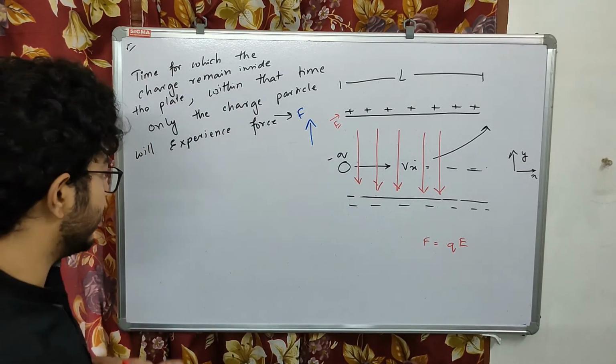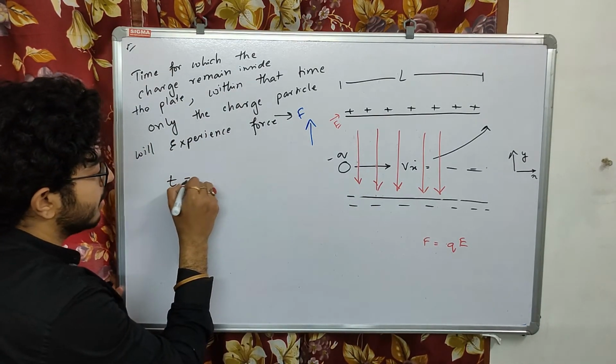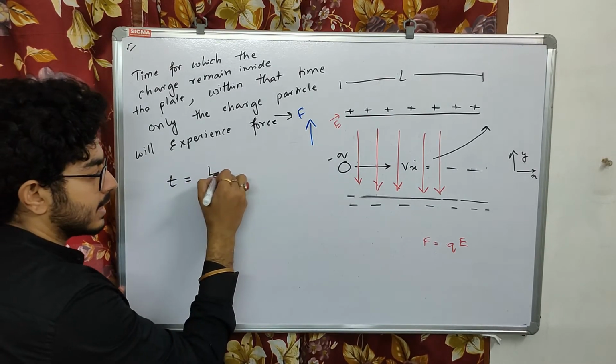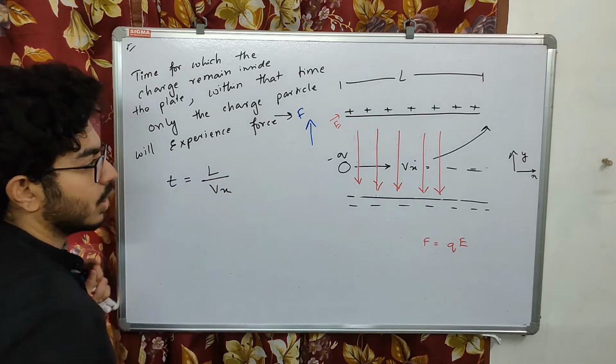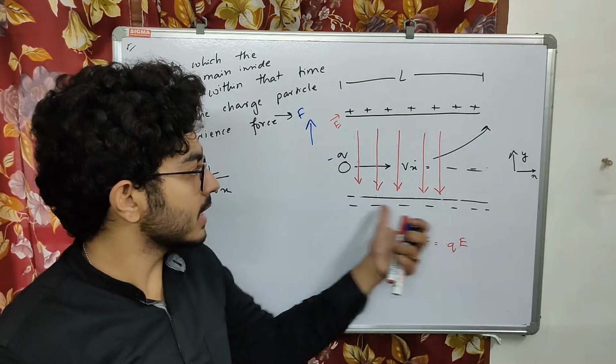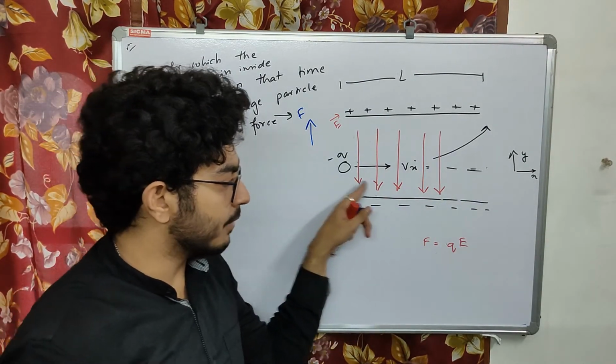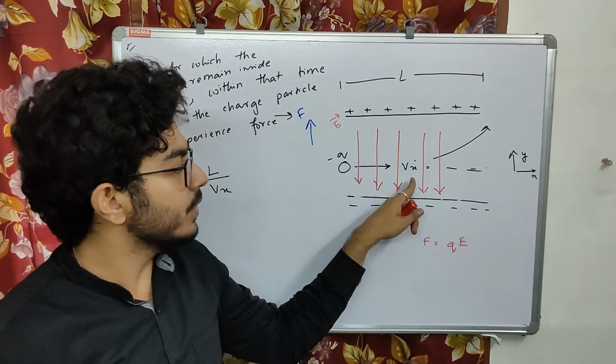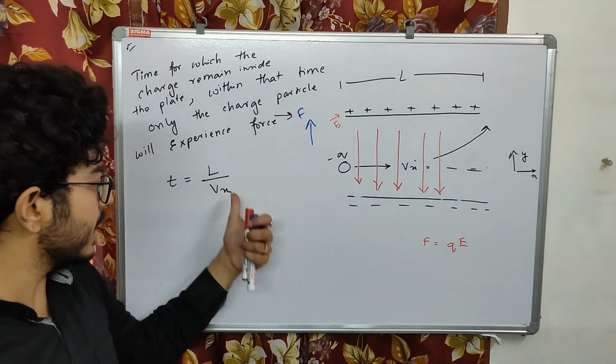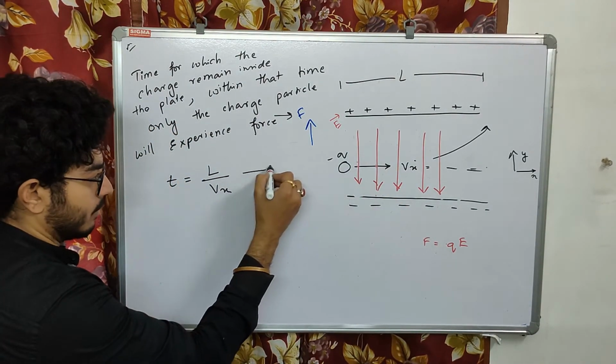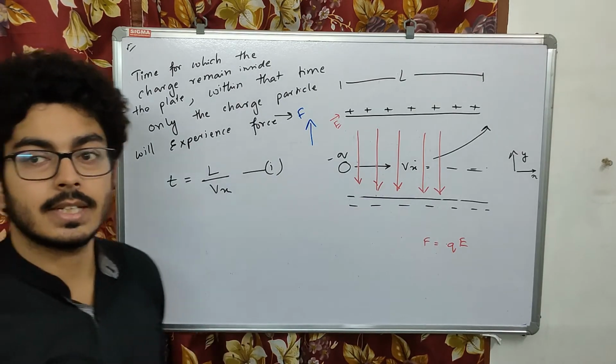So time will be distance by Vx. Total distance is L, and Vx is the velocity along the x component. So time equals distance by speed. So this is the time we have got.